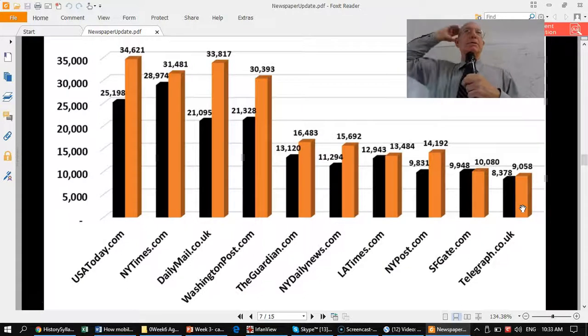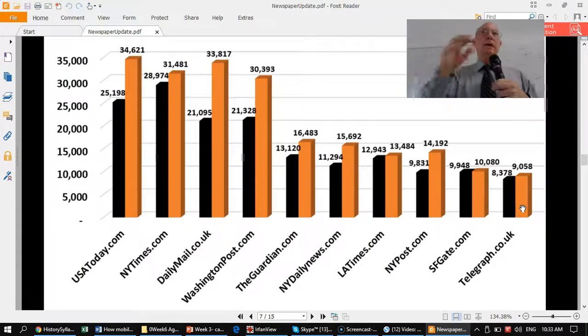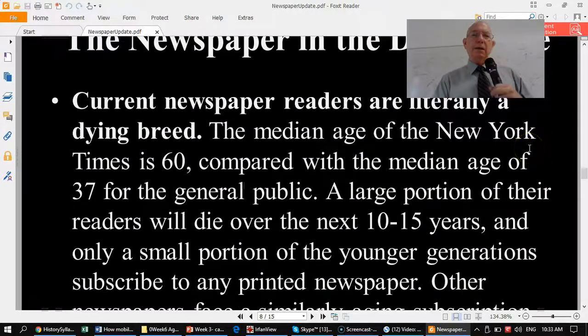And in America, as I mentioned the other day, there were at its peak more than 12,000 newspapers. And here you see some of them are doing pretty well, getting people to go online, but they're still losing money off of that. They haven't gotten the advertising to go.